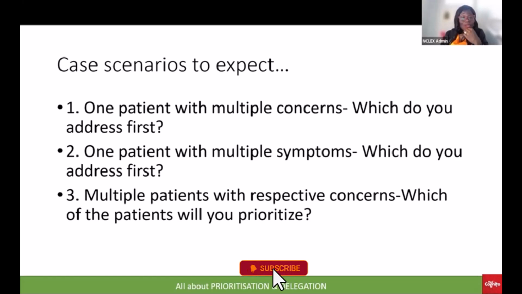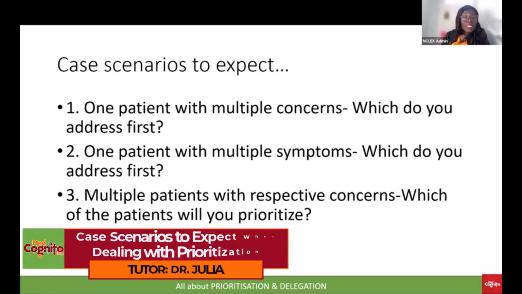Number three, you may also encounter case scenarios with multiple clients, multiple patients who have their respective concerns. And then you're supposed to know which of these patients am I going to prioritize? Which patients will be my highest priority? And which patient will be my lowest priority?